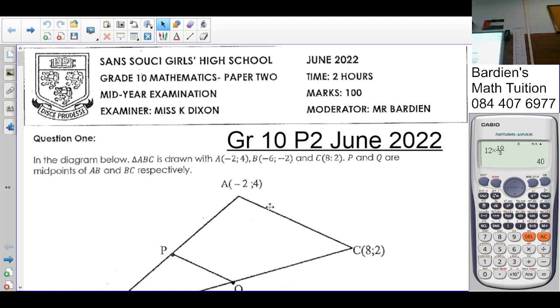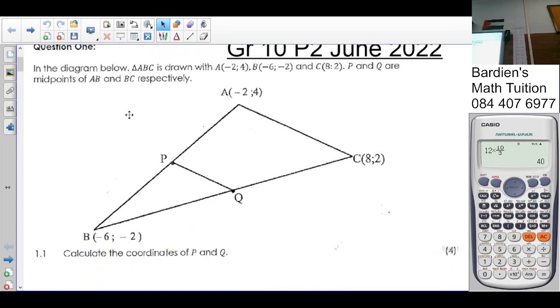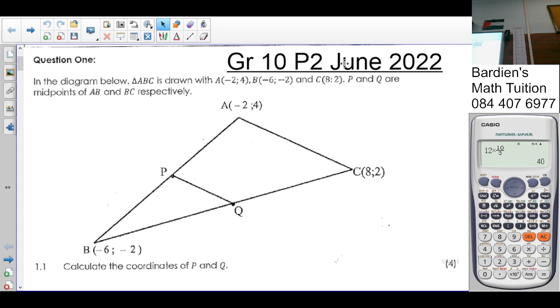Okay, good morning class. So today we're looking at the grade 10 paper 2, the June exam of 2022. Okay, so let's get straight into it. So at this point we're looking at question 1. This was your analytical geometry question.